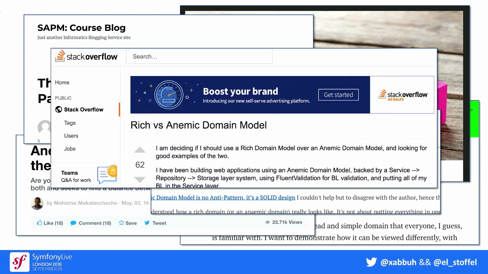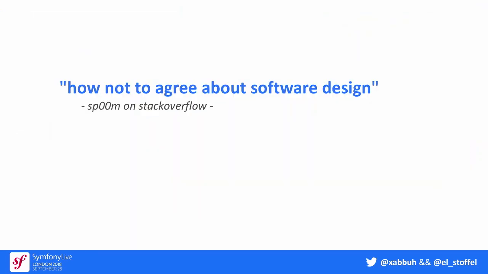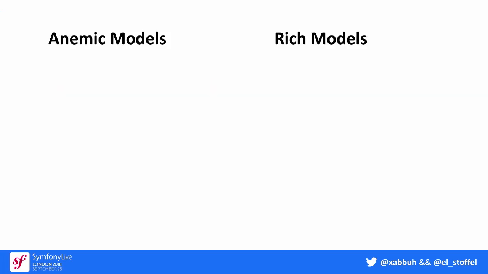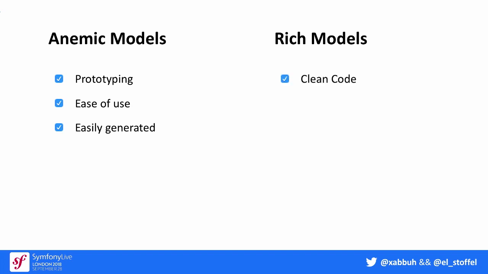Stack Overflow was very confused, and Spoom summed it up in how not to agree about software development, software design, sorry. So we don't want to tell you that this is better than that. It really depends on the use case, right? If you're using Anemic domain models, they're perfect for prototyping. You can generate a lot of code and use it, and that's a good advantage. It's very easy to use, and it's easily generated.